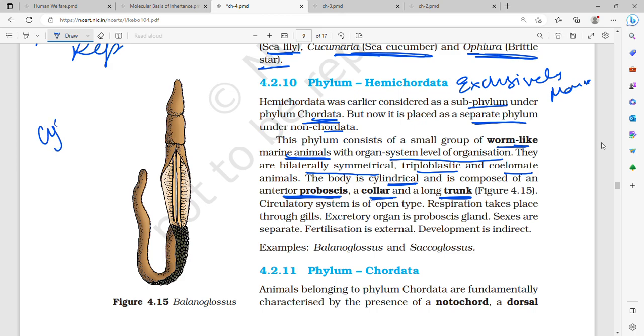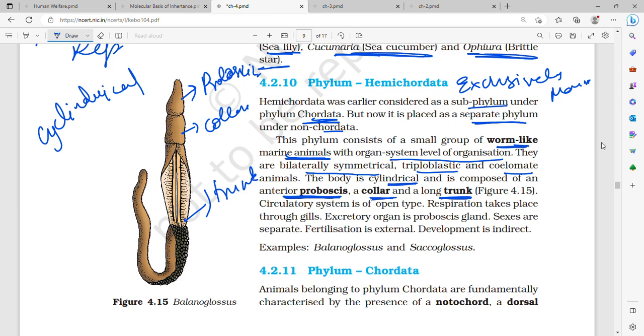The body is cylindrical. It consists of an anterior proboscis at the anterior end, a collar, and a long trunk. Circulatory system is of open type. Open circulatory system is present in Arthropoda and Hemichordata, whereas closed circulatory system is present in Annelida and Mollusca.